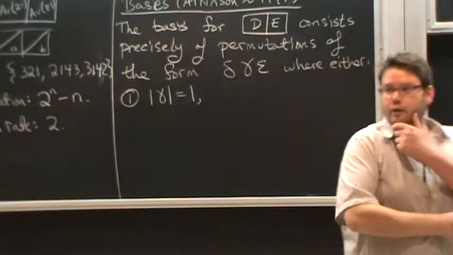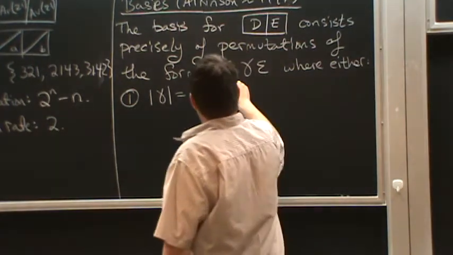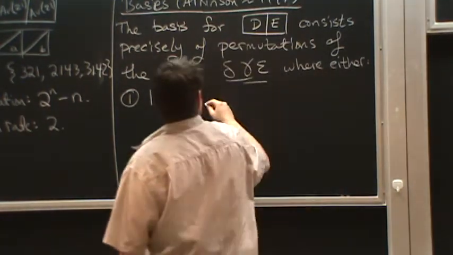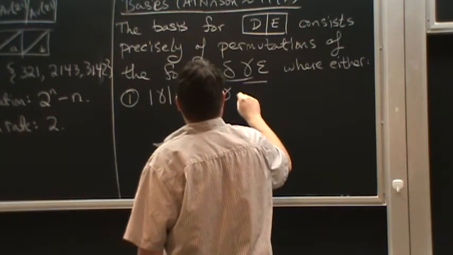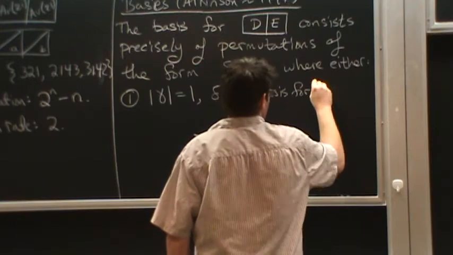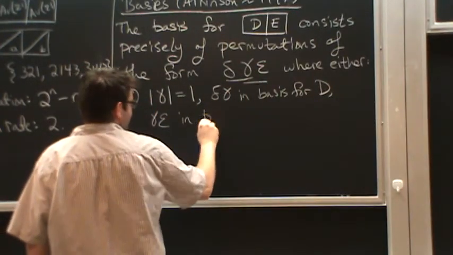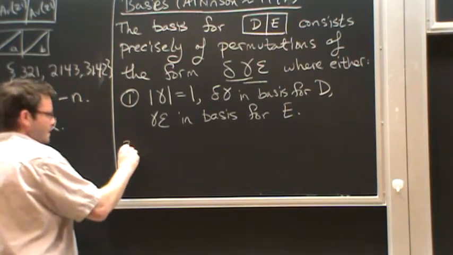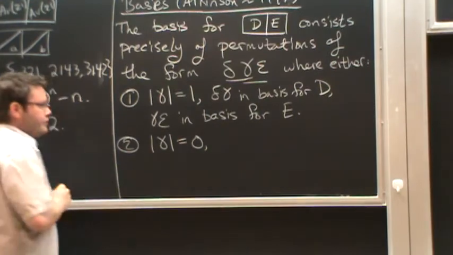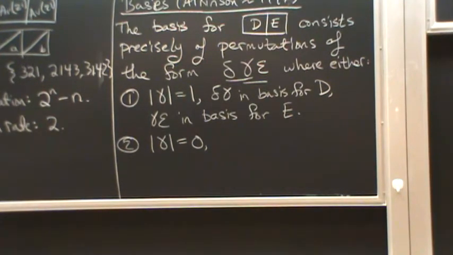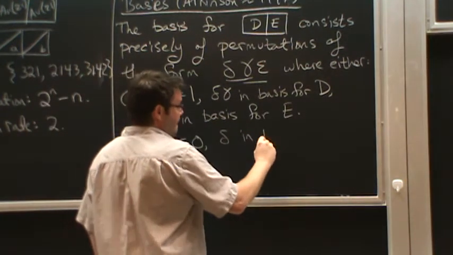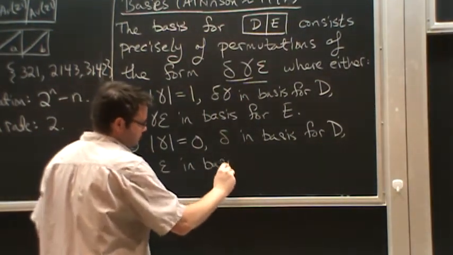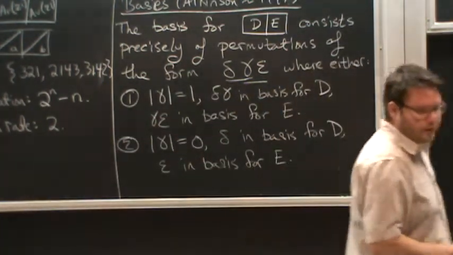The first way is that the middle part could have size 1, and then the rule is that the first two, the delta gamma part, has to be a basis element for D, and then the gamma epsilon part has to be a basis element for E. So delta gamma is in the basis for D, and then gamma epsilon is in the basis for E. And the second case is just that the middle entry is empty, and then delta is in the basis for D, and epsilon is in the basis for E.